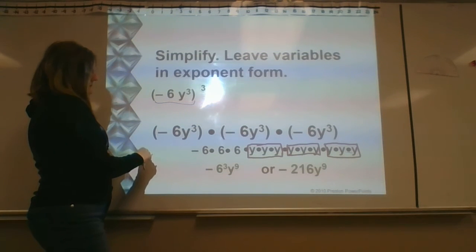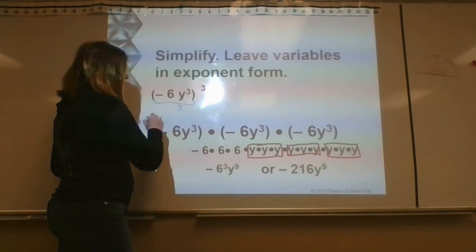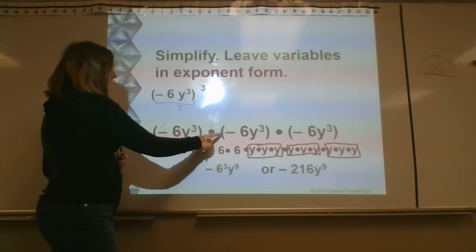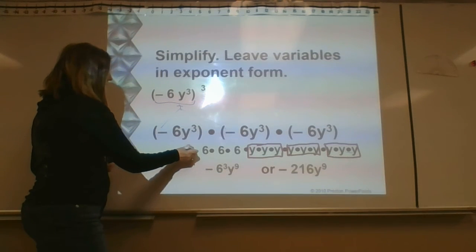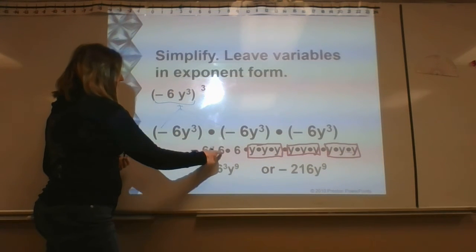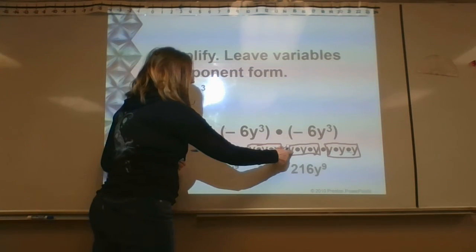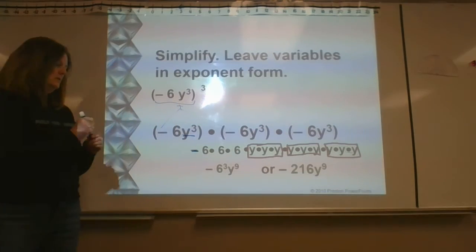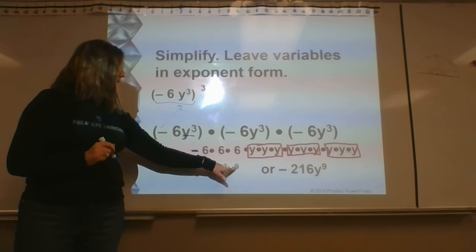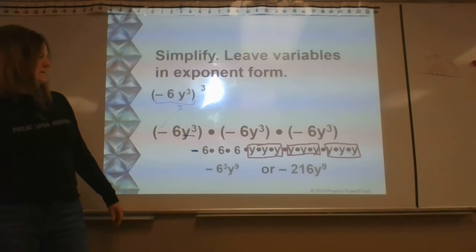Now, here we have a negative times a negative, which is a positive. A positive times a negative ends up negative. So negative times negative times negative gives us negative. And then 6 times 6 times 6, 3 sixes multiplied together. And then y to the third is here, this y to the third is here, this y to the third is here. So we end up with negative 6 to the third y to the third. And if you multiply 6 to the third out, you would get 216.